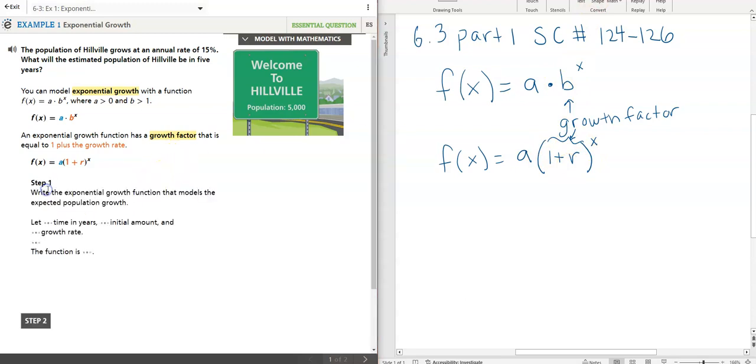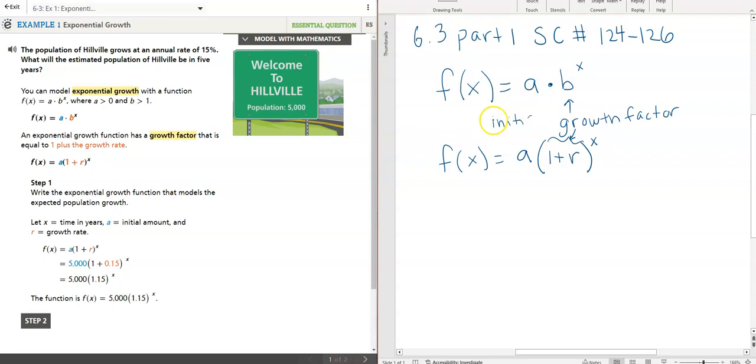So if we're going to solve this problem, we're going to take this new function right here, our exponential growth function, and we're going to let X represent the time in years. A is our initial amount, just like we had done on the previous video. Our A is always our initial value or amount in this case. And R is our growth rate.